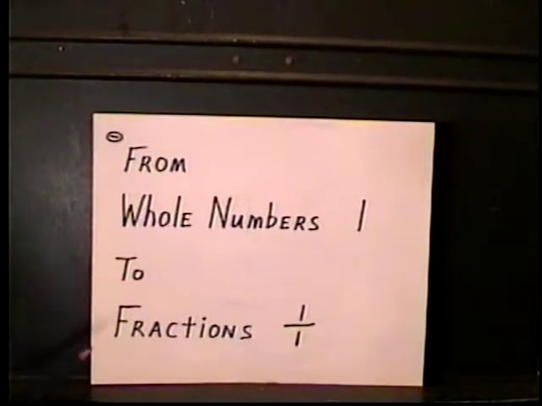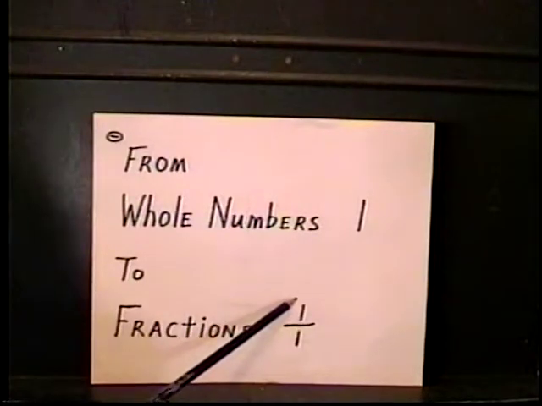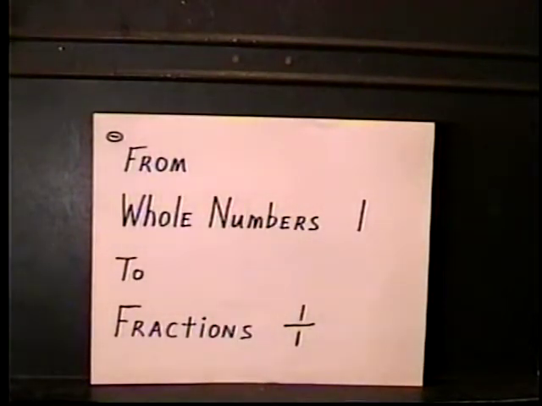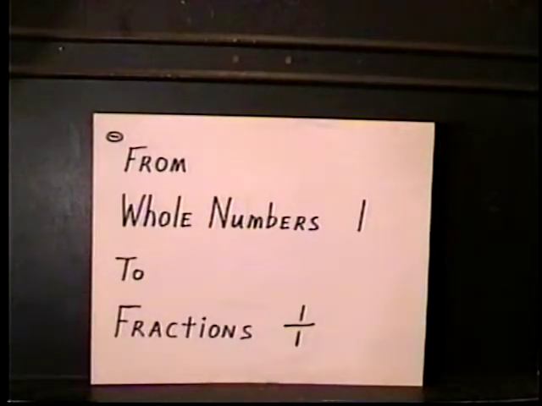This is our lesson that we call from whole numbers 1 to fractions 1 over 1. Whole numbers tell us how many things we have to talk about. For example, we have 1 DVD with this package. We should have 11 sheets of paper. The sun is about 92 million miles away from us. There are 24 hours in one day. So whole numbers look like that, and it tells us how many things we have to talk about.